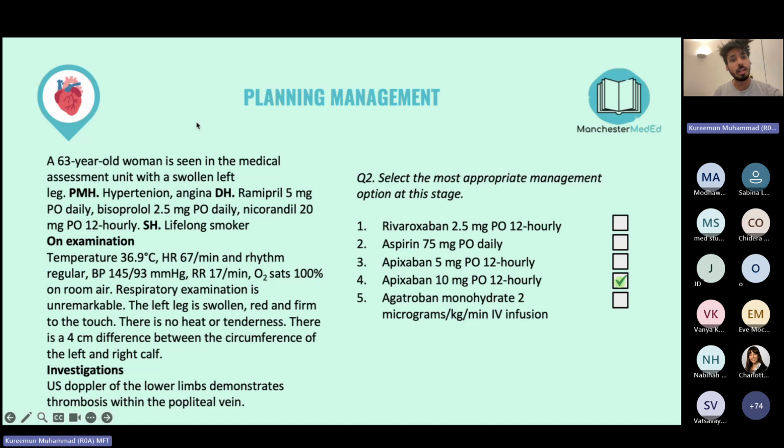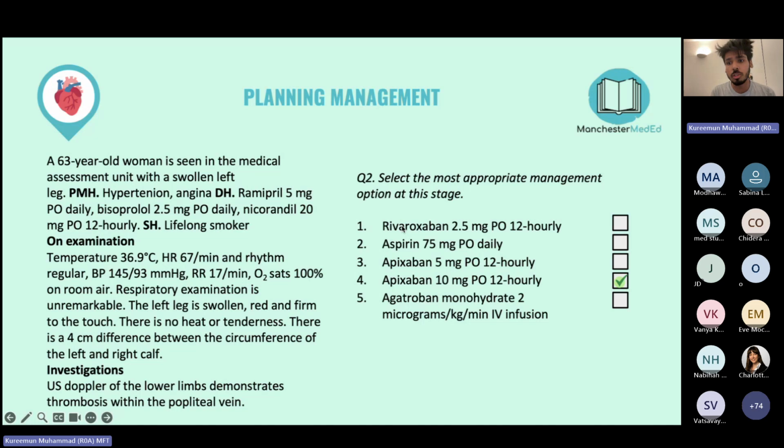Yeah, the correct answer is four, like most of you have said. I think all of you have said four. So we know she's got a DVT. The treatment for a venous thromboembolism is an oral DOAC, not an IV one, so it wouldn't be the IV infusion of argatroban. That one is out of the equation. And you know it is a DOAC, so it wouldn't be aspirin. So you're left with rivaroxaban and apixaban, but there are different doses, so you just have to go onto the BNF. Basically, the right answer is the 10 milligram one, which we will be giving orally 12 hourly.